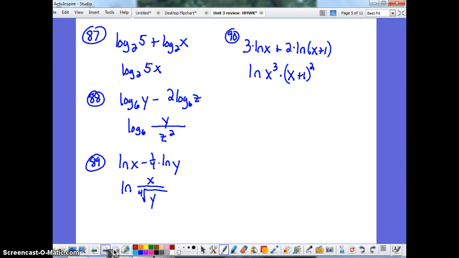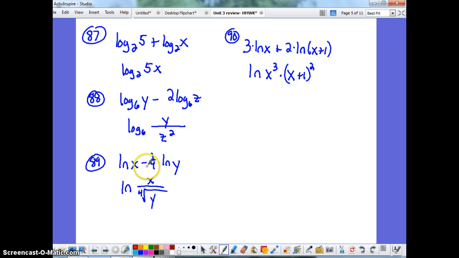87 through 90, you're going to have the logs already expanded out. We're going to condense them and put it together. So I actually wrote the original here. To put these two together, you're going to have one log, so it's log base 2 of the 5 times by the x from the addition. 88, same idea, log base 6 of the y over that minus sign, z squared.